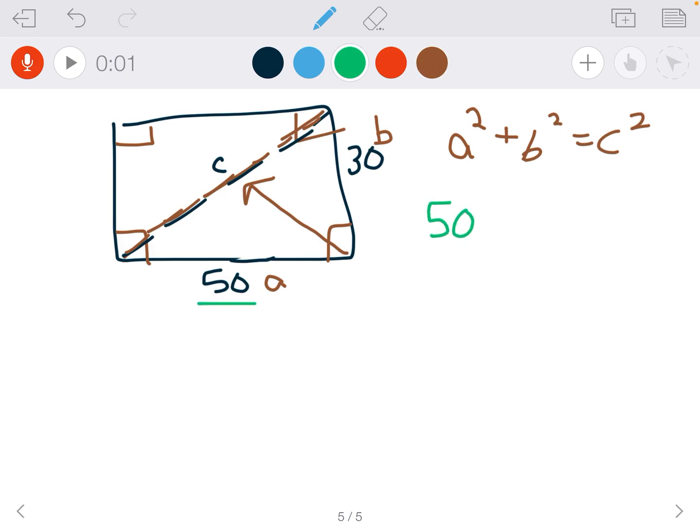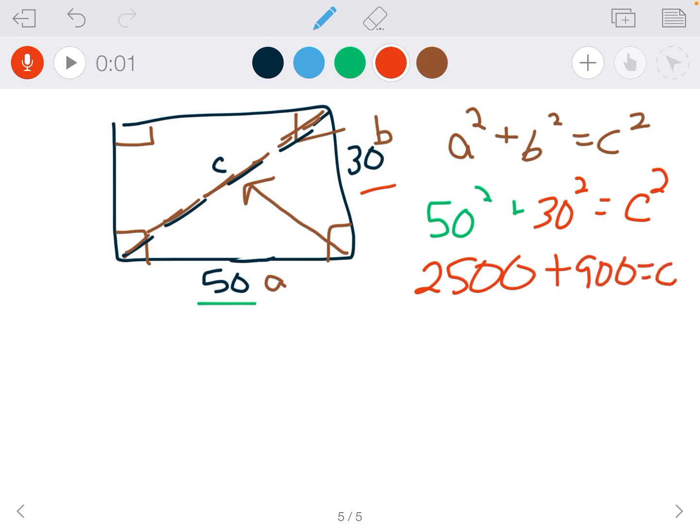So let's use our numbers. 50 squared plus 30 squared equals, I don't know what C squared is. So I need to know what 50 squared is. And I know 50 squared comes to 2,500. And then I'm going to do my 30 squared, which comes to 900. That's going to equal C squared. Add 900 and 2,500, and we get 3,400, and that equals C squared.